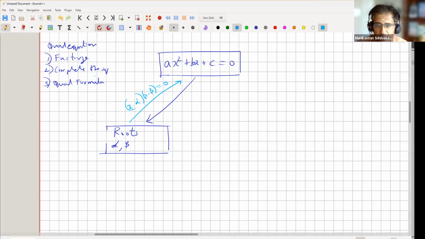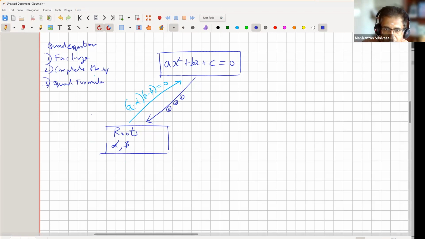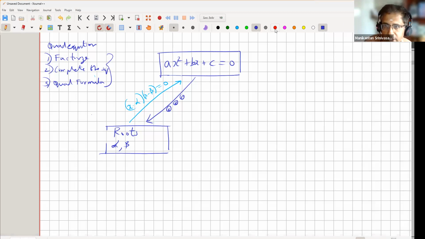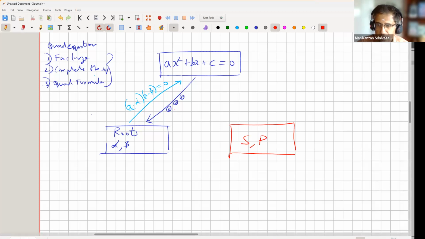And given the quadratic equation, by using one of these three techniques that we just saw, either by factorizing, so I'll just say 1, 2, and 3 that we just saw, right? One of these three, I can find the roots. Now, the third pillar to this is the sum of roots and product of roots. Suppose I know S and P, the sum and product of roots.